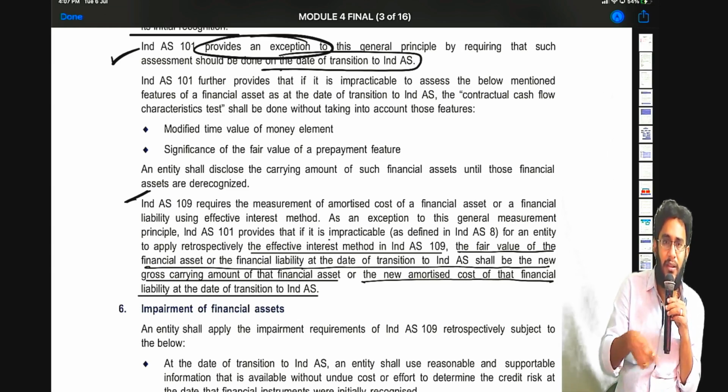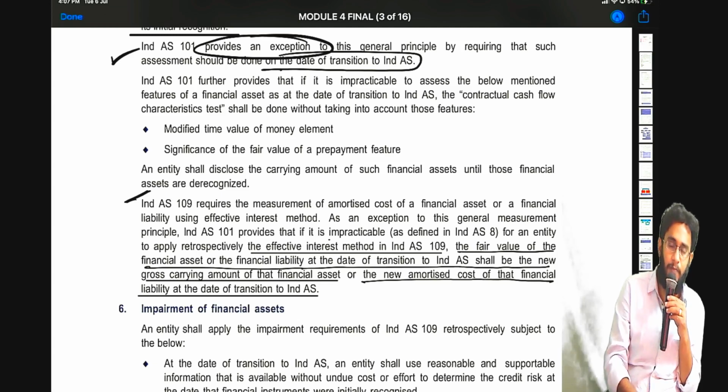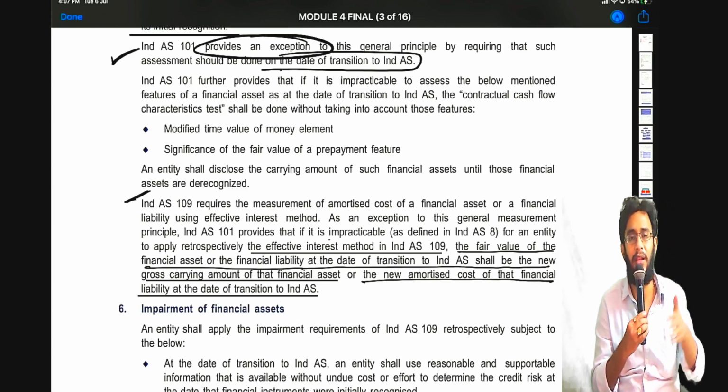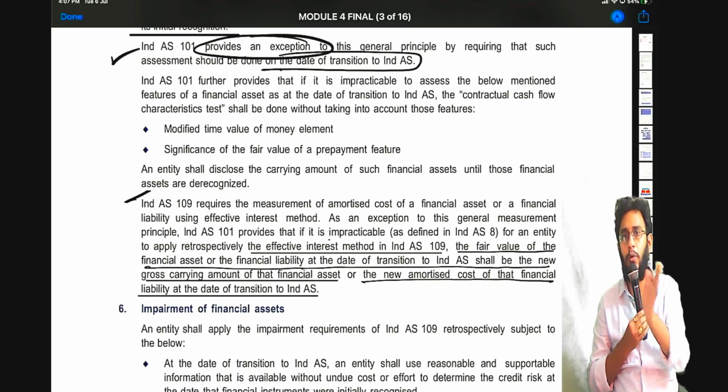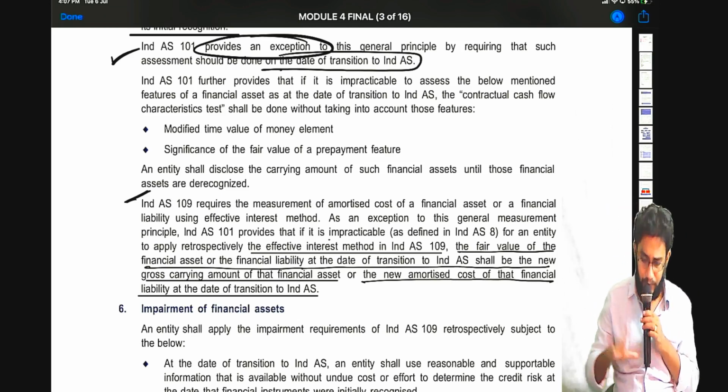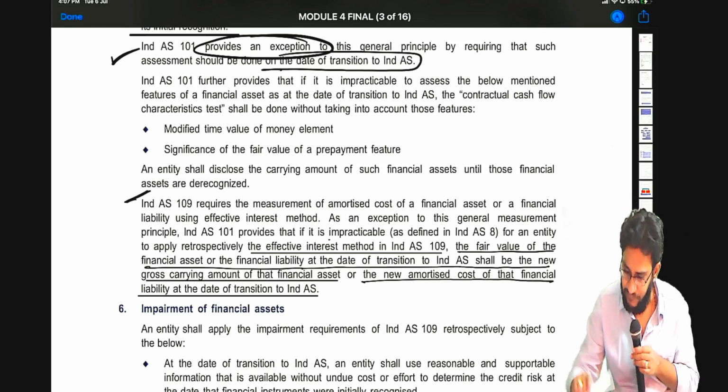today. Measure this asset at fair value on the date of transition. And here onwards work out an EIR and so on. So you need not do a retrospective effect of that. Once again, I'll summarize two principles.